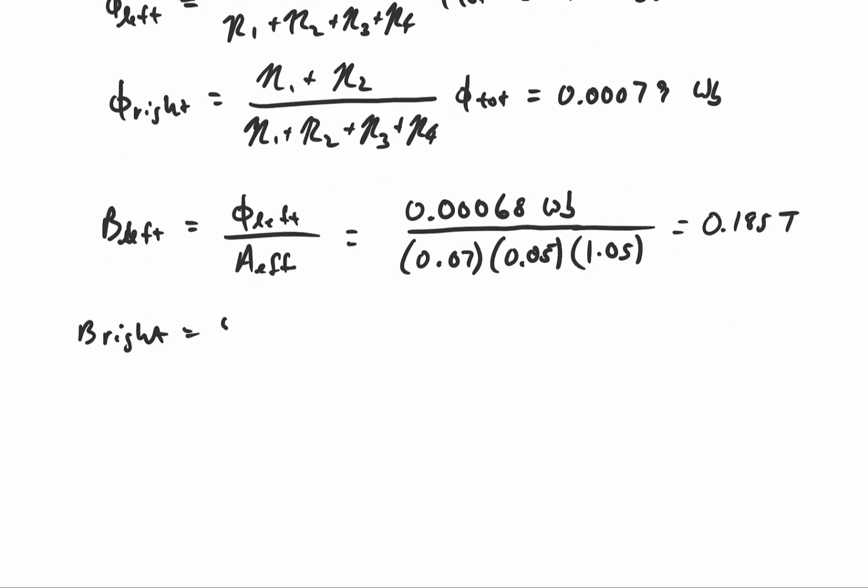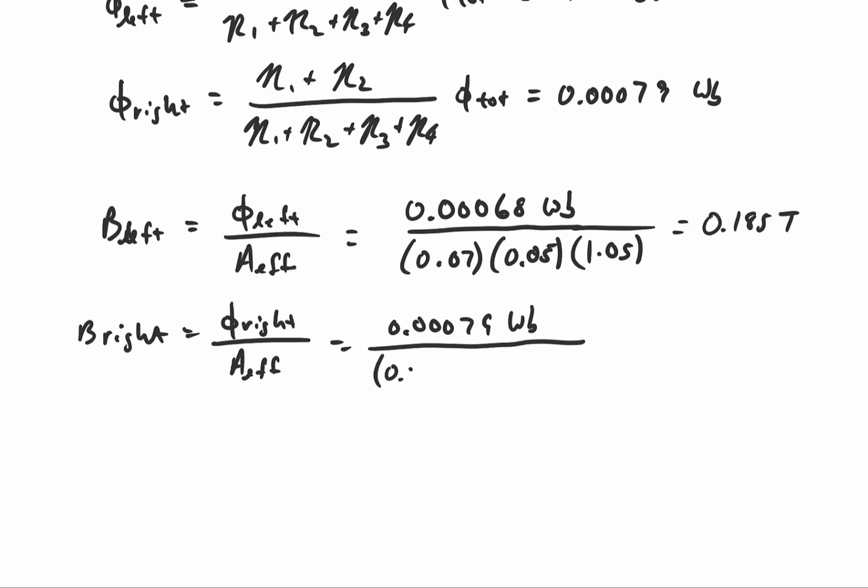On the right, well, my flux on the right was 0.00079 Webers, and I have the same area and the same fringing effect, and this gives me 0.215 Teslas.